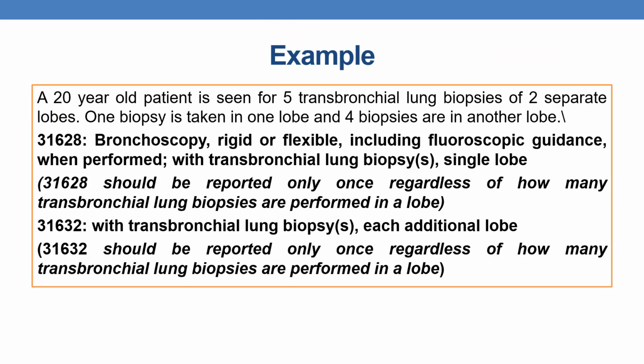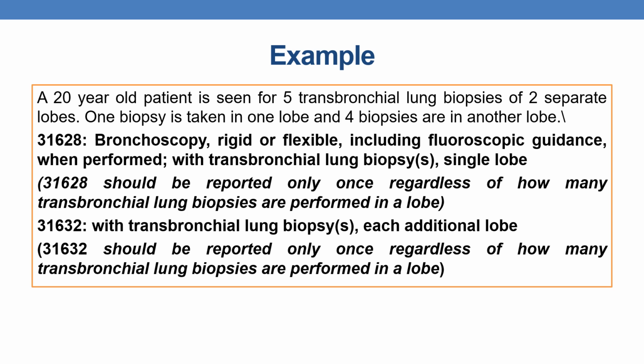Now let us see an example. A 20-year-old patient is seen for 5 transbronchial lung biopsies. Here 5 biopsies are performed of 2 separate lobes. 1 biopsy is taken in one lobe and 4 biopsies in another lobe. So here the first CPT is 31628. It deals with bronchoscopy rigid or flexible including fluoroscopic guidance when performed with transbronchial lung biopsy single lobe, because one biopsy is taken from one lobe.